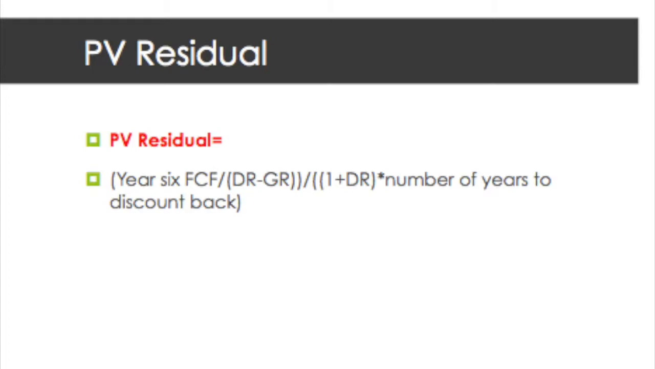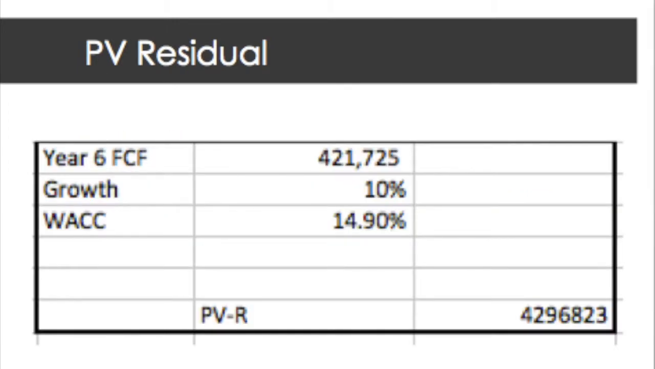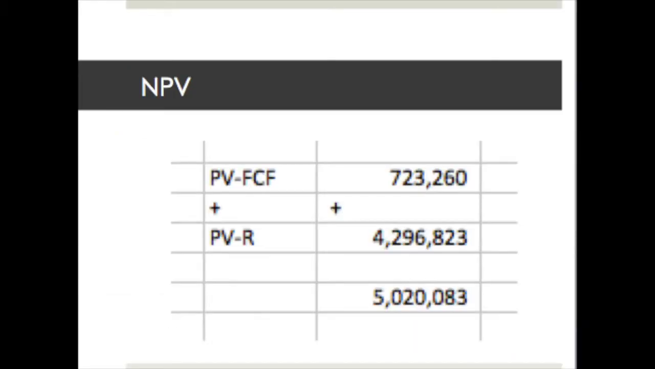Okay, so in order to calculate the PV residual, we had to plug the numbers we got into the equation, which is year 6 FCF over the discount rate minus growth rate, over 1 plus discount rate to the power of the number of years, which is 5. And in order to be more specific, the year 6 FCF that we got was 421,725, and the growth rate was 10%. And the WACC was 14.90%, and the PV residual that we got was around 4 million.